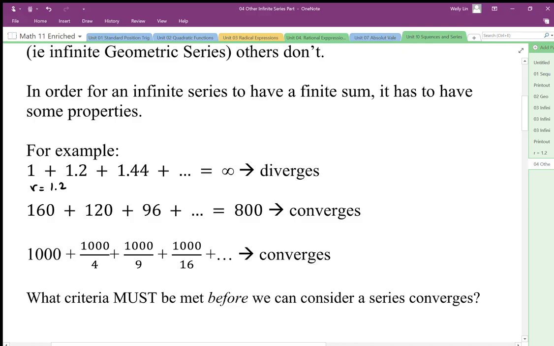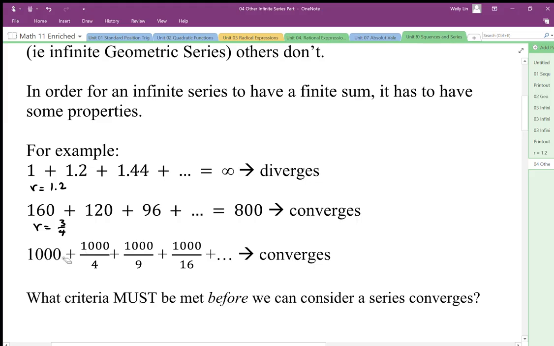Here we have a geometric series. Again, we're going to test this. So R is equal to 3 over 4. And this series is infinite, and it is getting smaller and smaller each step. And it's getting smaller fast enough so that it has a finite sum. So this happens to add up to 800, so we say it converges.